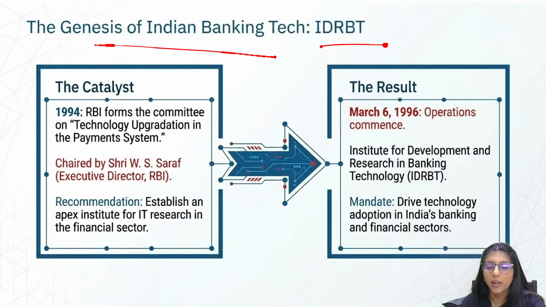Basically, the problem identified was that banking needs to modernize and have better tech infrastructure. That is why the suggestion was given that there should be a separate research institution in the banking system. The result: on 1st March 1996, operations began. The Institute for Development and Research in Banking Technology was created with the purpose to drive technology adoption in banking, support research and innovation in the financial system, and improve the efficiency and digital capability of banks. With this mandate, it was made.